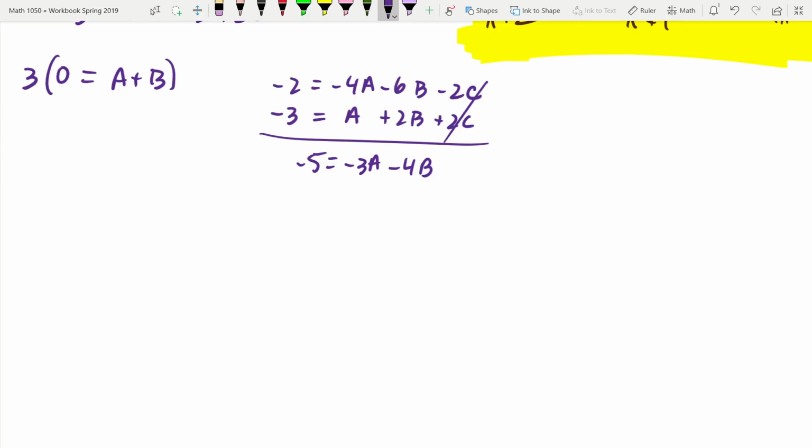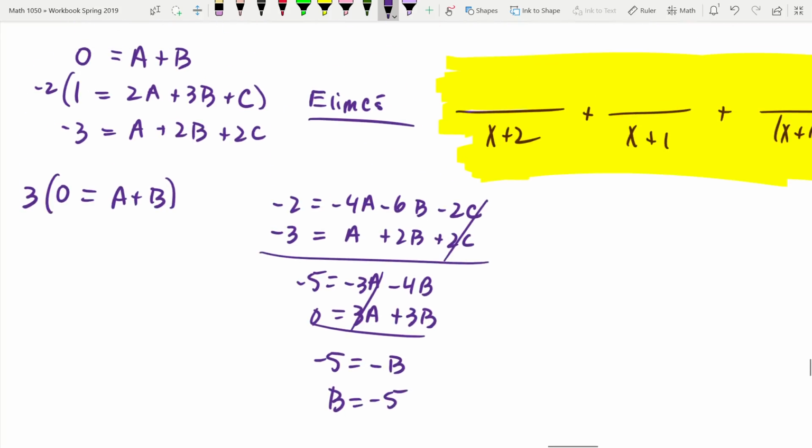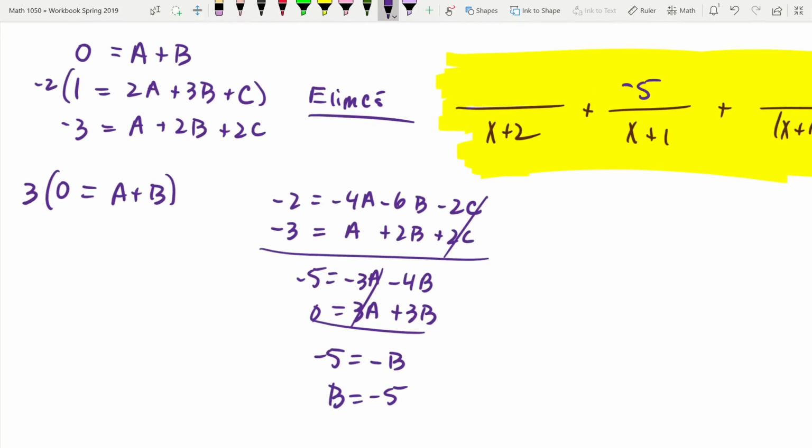I'm going to distribute a 3. When I do that, I get 0 equals 3a plus 3b, and now my a's go away. So I have negative 5 equals negative b, so now I know b is negative 5. So I'm going to come right there and put a negative 5.